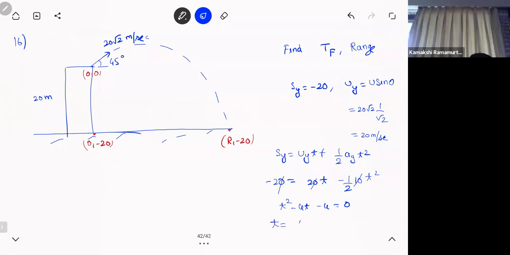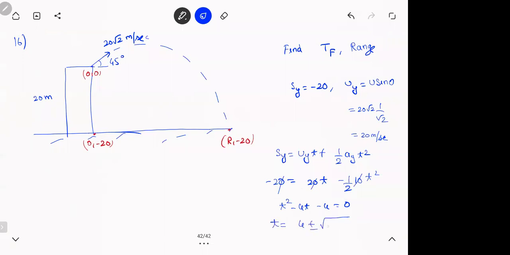So the time will be 4 plus root over 16 plus 16 by 2. Ignore the negative root. So you get time will be 4 plus 4 root 2 by 2, which is 2 plus 2 root 2. That's your time of flight.